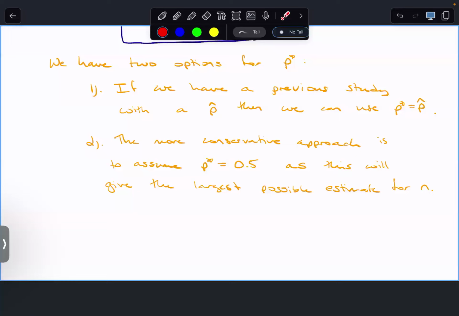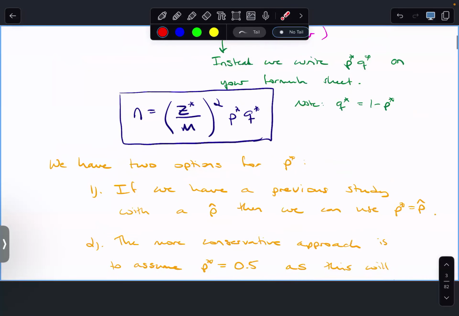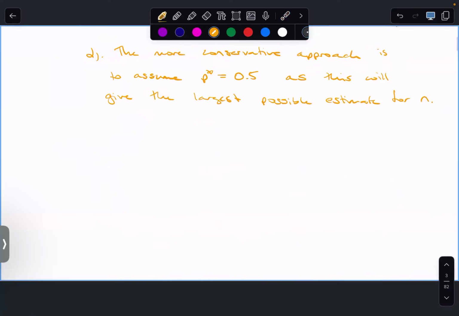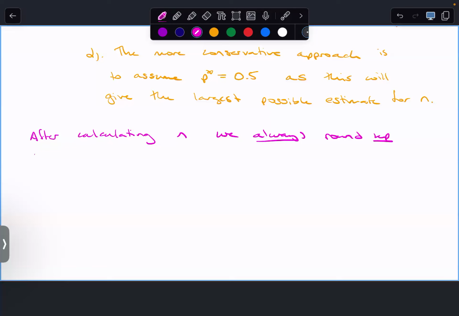Okay? Now, another note that I want to make here is when you're solving for n, the sample size, right? After calculating n, we always round up to the nearest whole value.